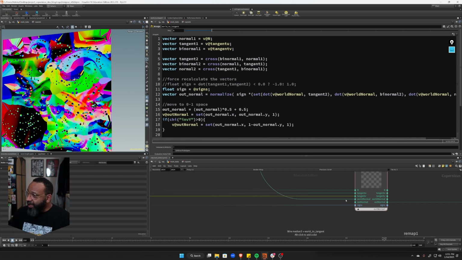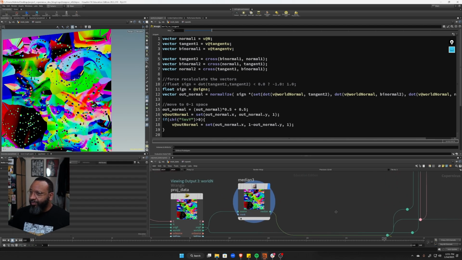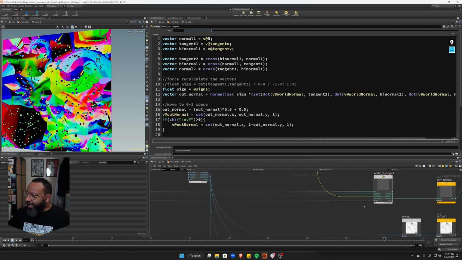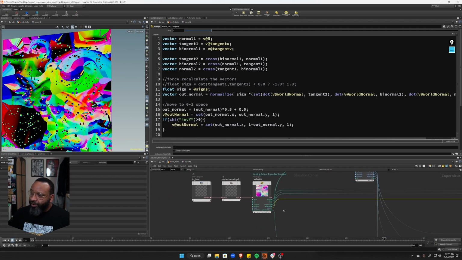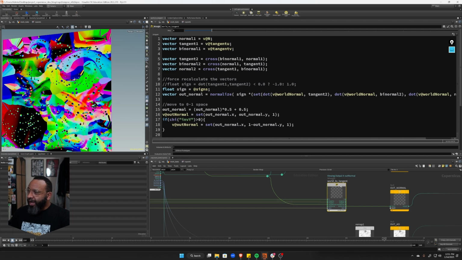And then I'm taking in a world normal. That's the world normal of the high res, which is this guy here, which I'm pulling with this projection data. And then I'm taking in signs as well. That's also coming from the polyframe node. So I'm taking all this, and I usually immediately put this into variables. So normal one is my low res normal, and then tangent one and binormal one is my tangent U and tangent V from my low res.